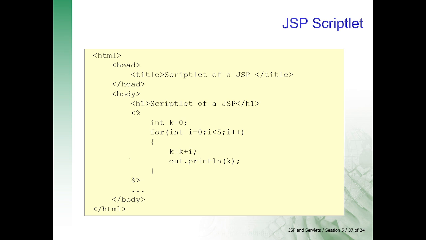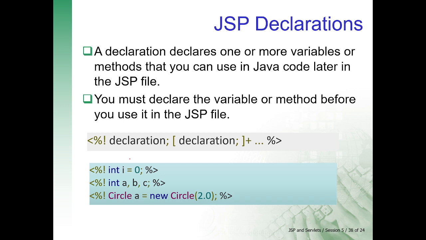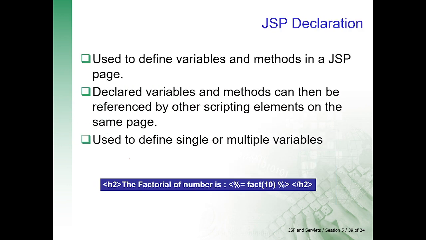What is this? Scriptlets. It's a Java code, pure Java blocks. Declarations. How are we defining declarations in JSP? You can just see this one. So declare variable ABC. What is that? We're declaring an object of type circle. So whatever we learned in Java, we are implementing here.